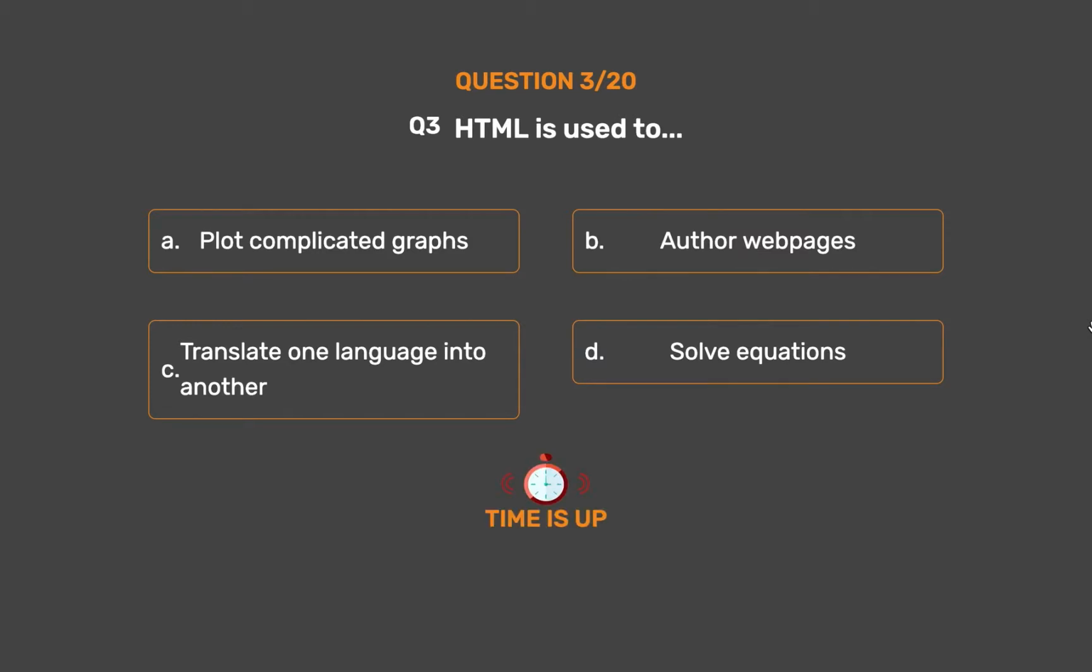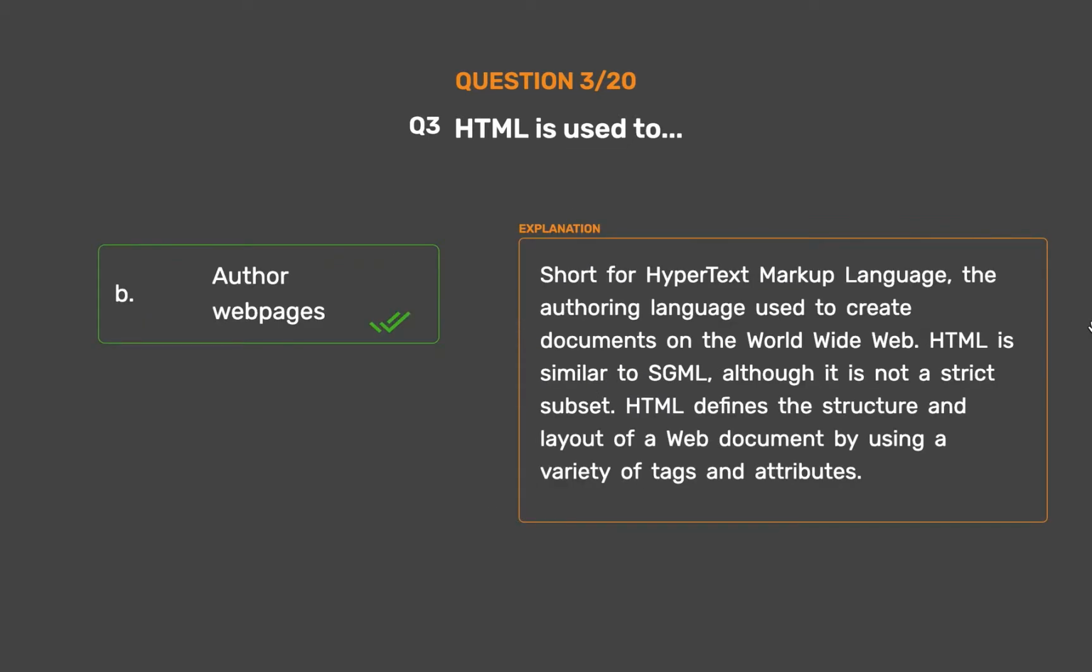The correct answer is Option B. Author web pages. HTML, short for hypertext markup language, is the authoring language used to create documents on the World Wide Web. HTML is similar to SGML, although it is not a strict subset. HTML defines the structure and layout of a web document by using a variety of tags and attributes.